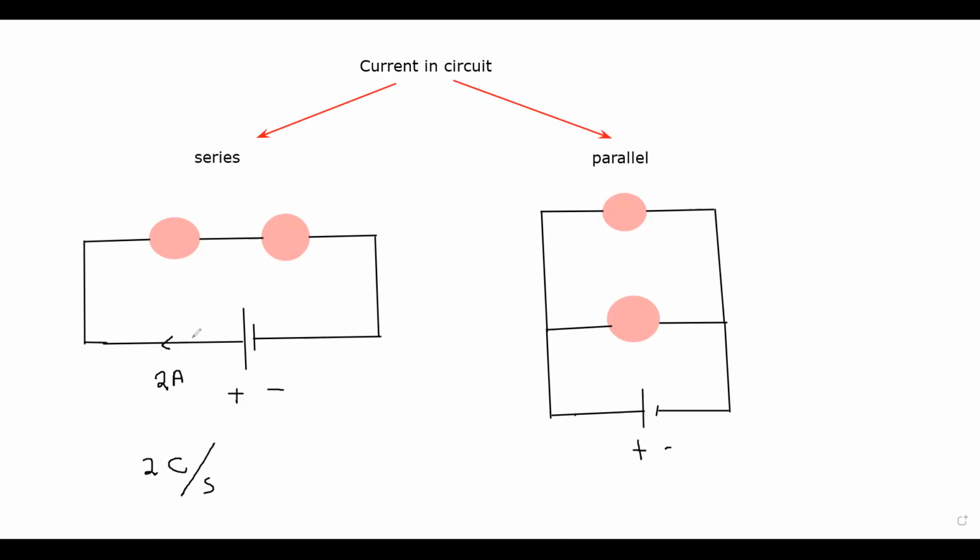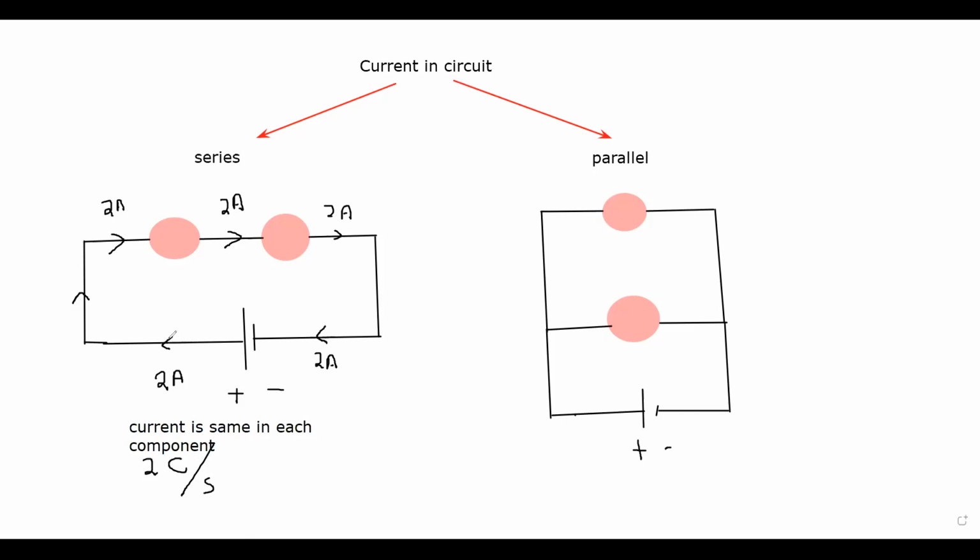So in series, if for example 2 ampere enters the circuit, 2 coulombs of charge are moving in 1 second. The same 2 coulombs will flow through each component in 1 second, and then return. So in series circuits, the current is always the same in each component, because they have only one passage.